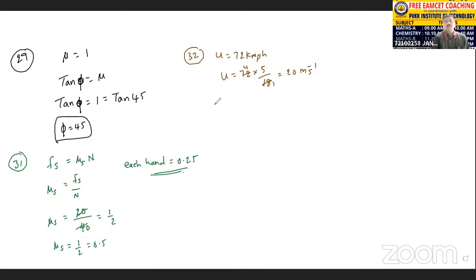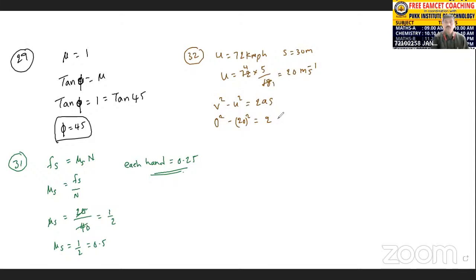So according to the kinematic equation, V square minus U square is equal to 2aS. S is given. S is equal to 30 meters. After it stops, V is equal to 0. So 0 square minus U, U means 20 square, 20 square is equal to 2 into a. Now we need to find out a.